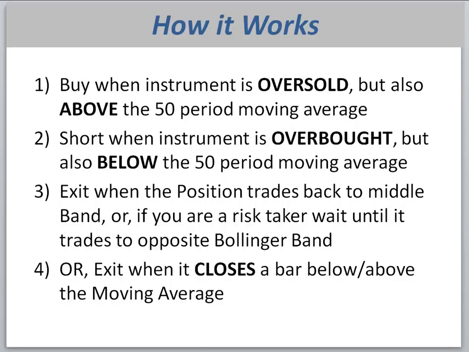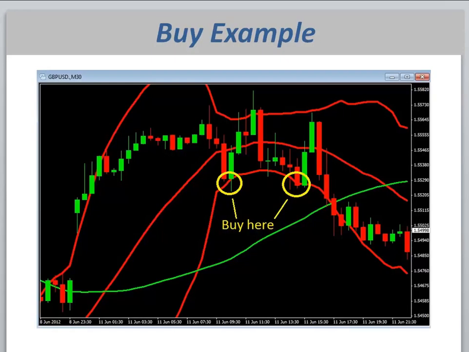Similarly, we're going to be shorting when an instrument is overbought, but it's also below the 50-period moving average. Okay, so we're going to be buying when something's oversold, and we're going to be shorting when things are overbought, but as long as the momentum's there. Now we have our exit strategies. Well, we'll get to that in a second.